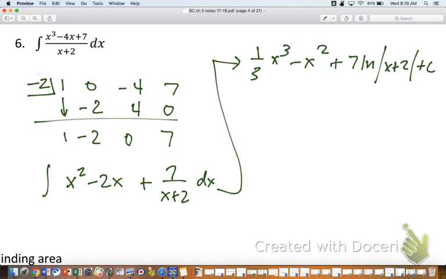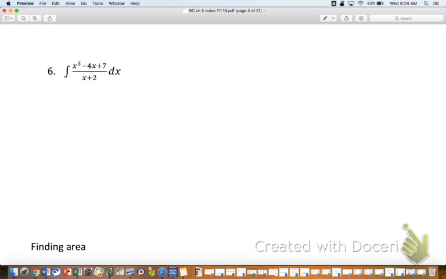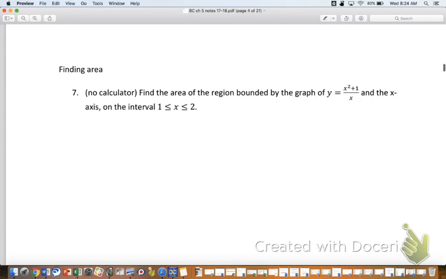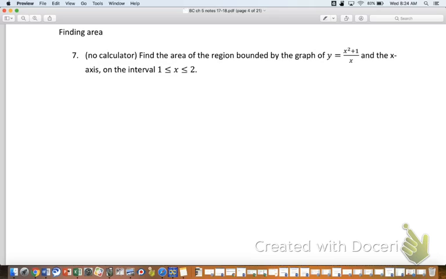It's very cool. Okay. I think there's one last one to talk about, and that has to do with area. So this is a little bit of a connection back to chapter 4. Yep, that is it. You guys can see no calculator allowed. It says find the area of the region bounded by that graph, the x-axis on the interval from 1 to 2.